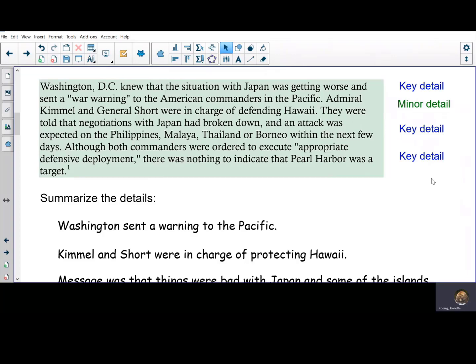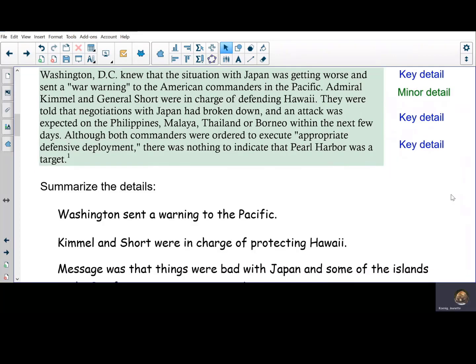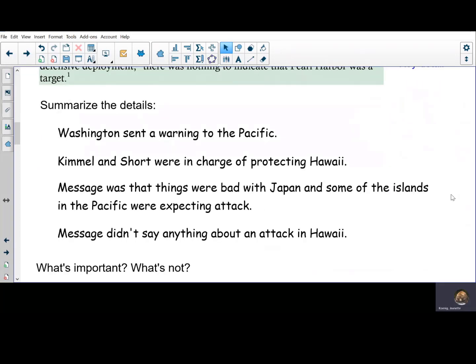Anyway, let's summarize the details. This time, you see, I didn't even bother to cover up the details. Okay, so here I just restated the sentences in my own words. Washington sent a warning to the Pacific. Kimmel and Short were in charge of protecting Hawaii. The message is that things are bad with Japan and some of the islands in the Pacific are expecting an attack. It didn't really say anything specific about an attack in Hawaii.